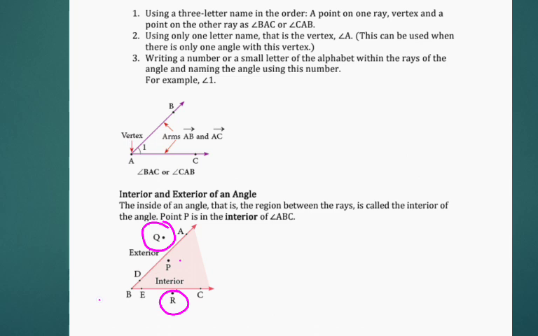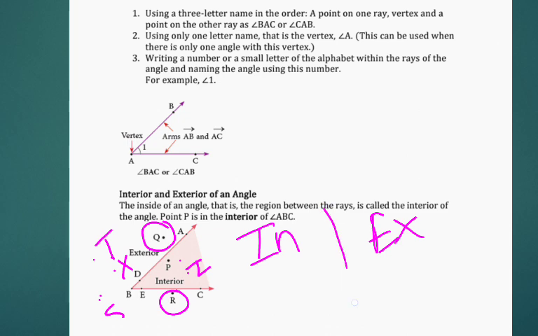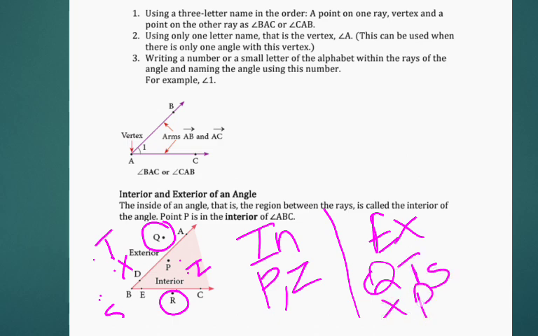Now you say, yes, here is T, here is some X, here some Z, right? So now you say which are all on the exterior and which are all on the interior. If you take it like this, what are all the points in the interior? P and Z are in the interior. What are all the points in the exterior? Q, T, S, X and R. These are all in the exterior, right?